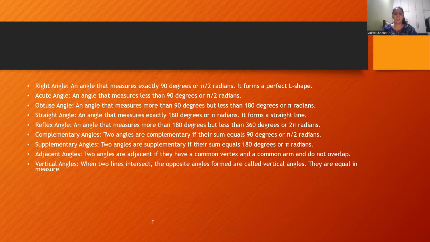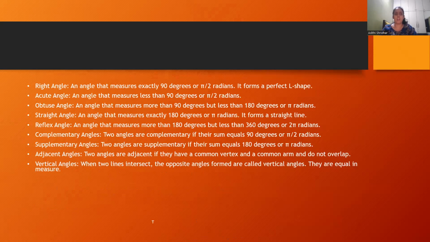Right angle. An angle that measures exactly 90 degrees or pi by 2 radians. It forms a perfect L shape. Acute angle. An angle that measures less than 90 degrees or pi by 2 radians. Obtuse angle. An angle that measures more than 90 degrees but less than 180 degrees or pi radians. Straight angle. An angle that measures exactly 180 degrees or pi radians. It forms a straight line.